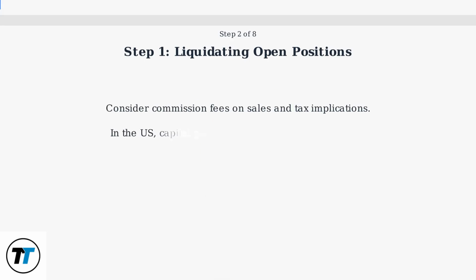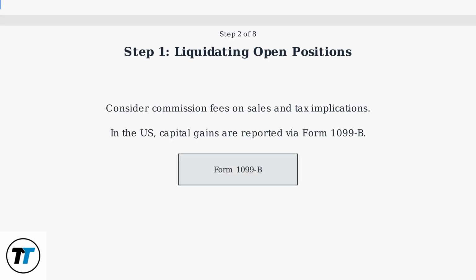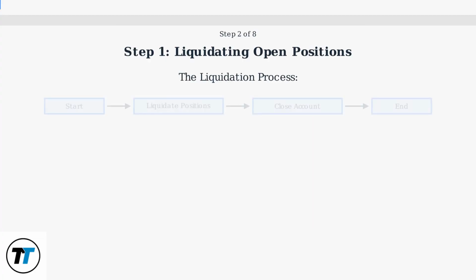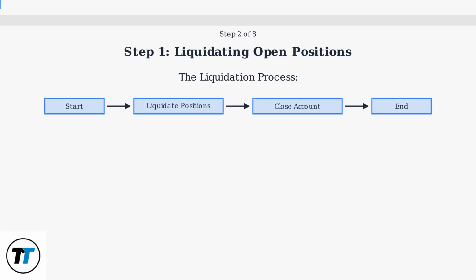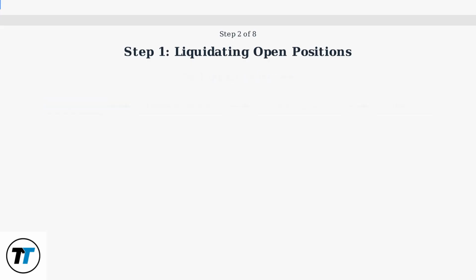Remember to factor in commission fees when selling positions. Also, be aware of potential tax implications, such as capital gains reporting through Form 1099-B if you're in the United States. The liquidation process follows a structured flowchart to ensure all positions are properly closed and funds are accounted for.